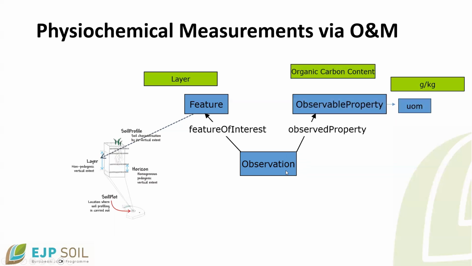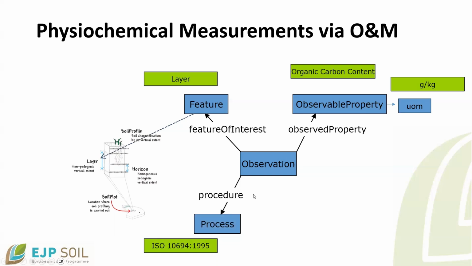Then we have the observed property. The observation is related to its observed property, so to what is observed. In this case, it is the organic carbon content, and the unit of measure is grams per kilogram. The observation is also linked to the process that is used to carry out the observation. In this case, it is ISO 10695, 1995, and clearly the observation is linked to the result, for example, 16.2.